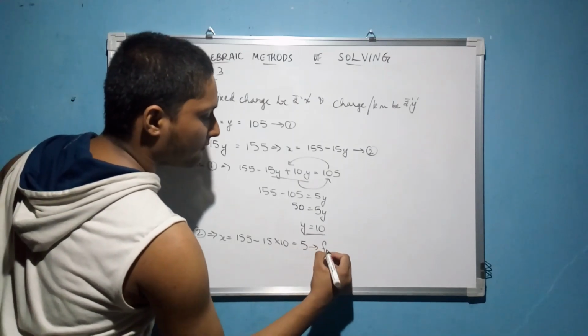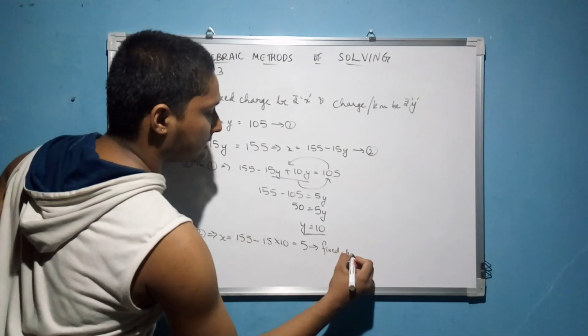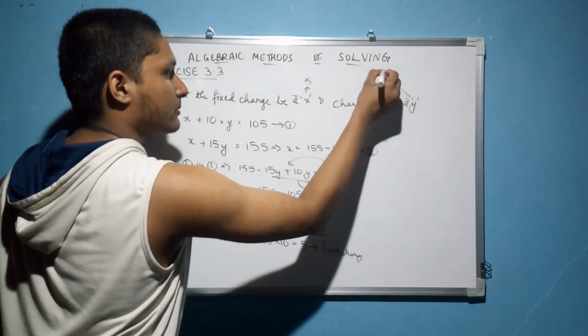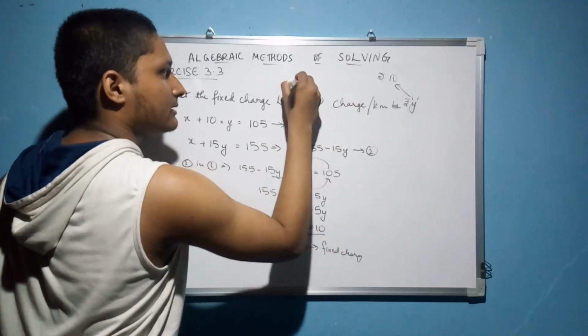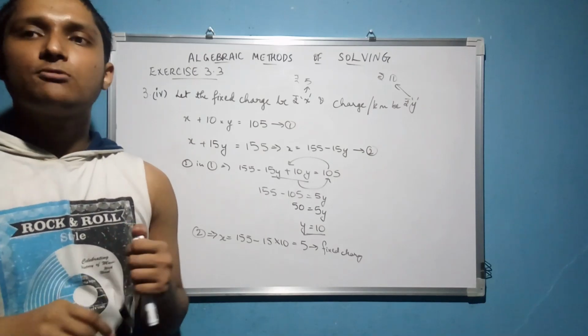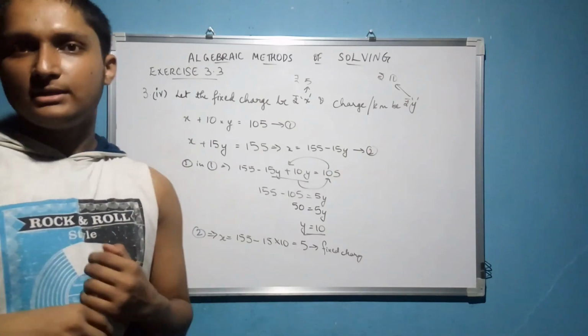Therefore this is the fixed charge. The fixed charge is 5, and the charge per kilometer is rupees 10. Okay, this much we found out. The second part of the question asks what the charge will be for a 25 kilometer distance.